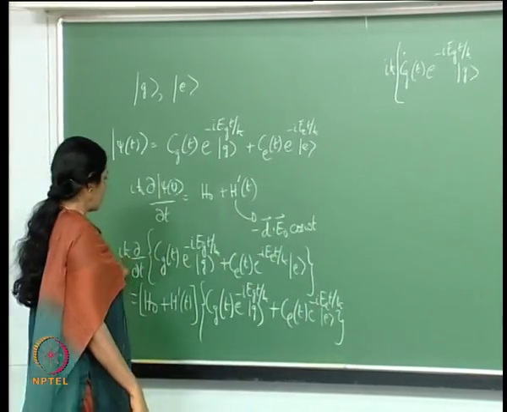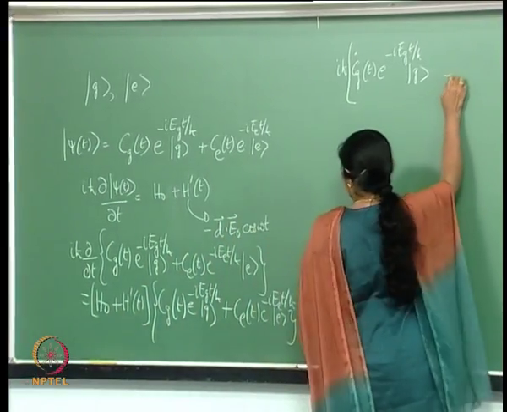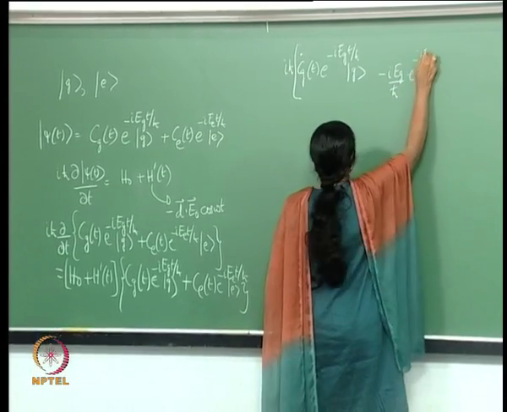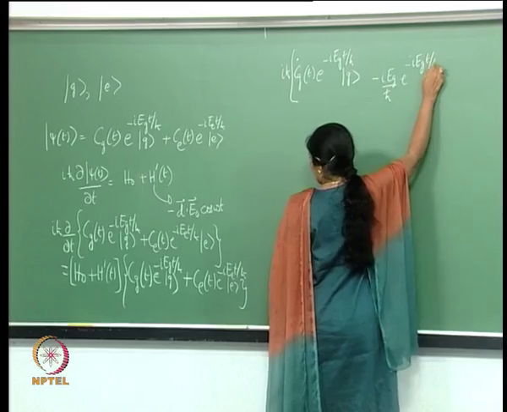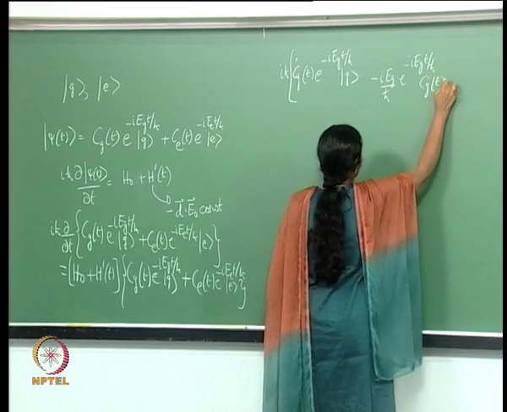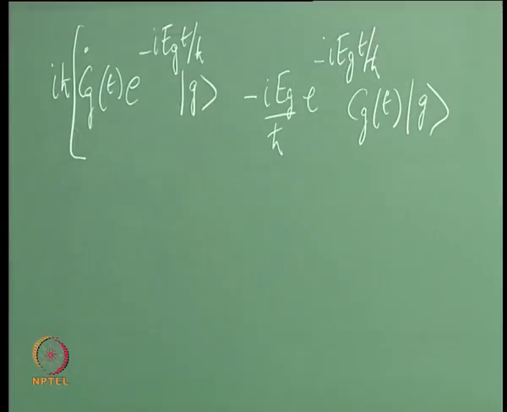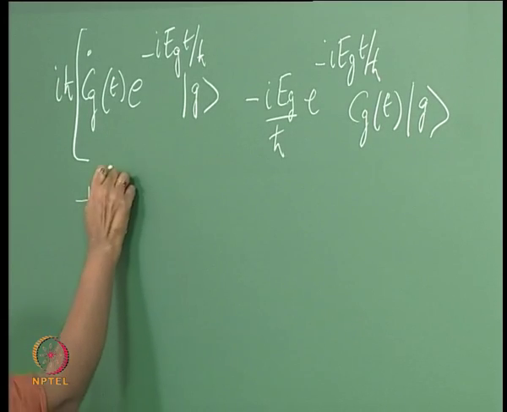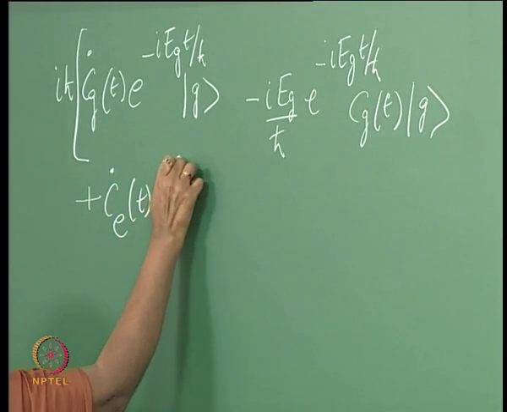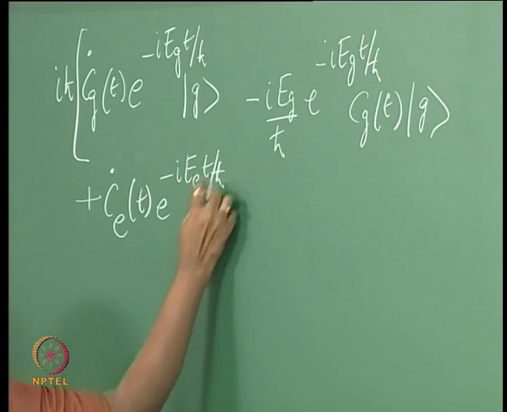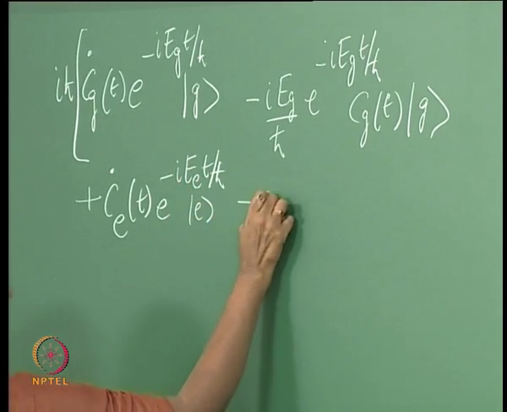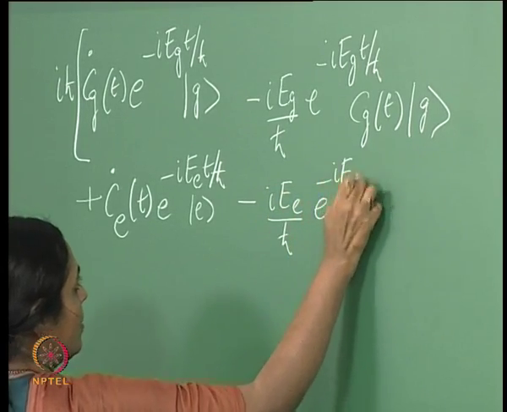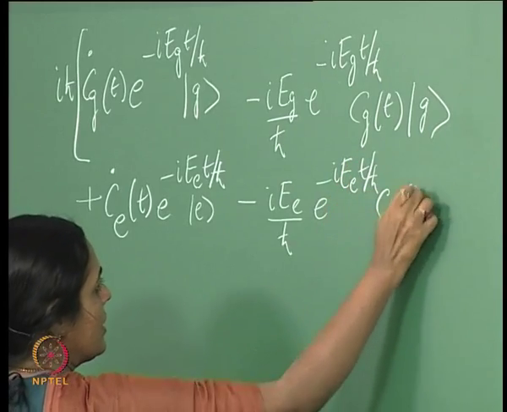Let us keep the iħ out of this. The next term is minus iE_g/ħ e^(-iE_g t/ħ) C_g(t) ket g. Now similarly I have to differentiate this, and I get plus C_e dot of t e^(-iE_e t/ħ) ket e minus iE_e/ħ e^(-iE_e t/ħ) C_e(t) ket e.